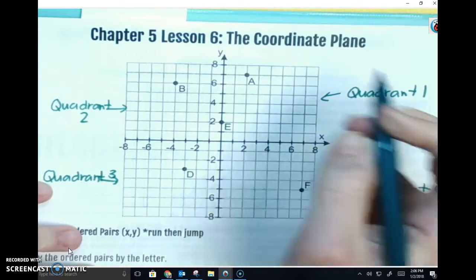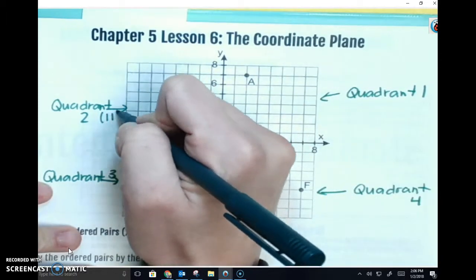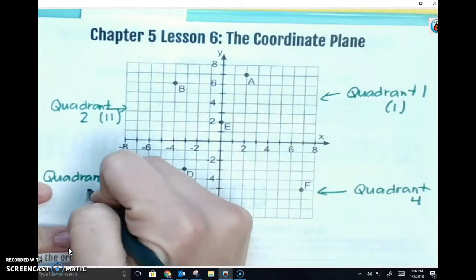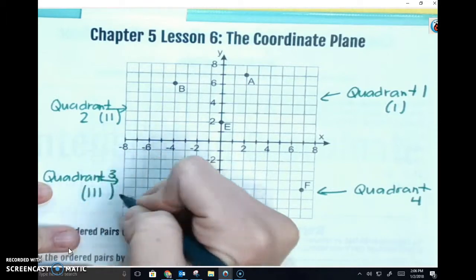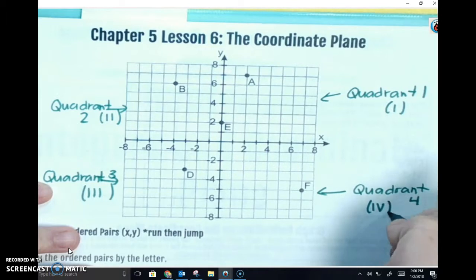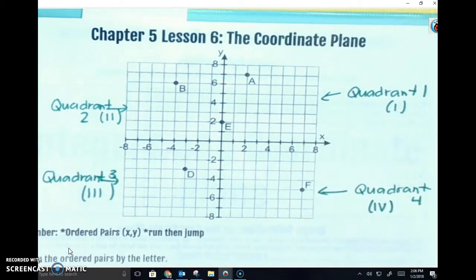However, you'll most likely see them with Roman numeral numbers. So I'll write that in parentheses for you. And 1 is just 1. Quadrant 3, we have 1, 2, 3. And then quadrant 4 will have a 1 with a V after it. So the ones in parentheses, those are the Roman numerals for it, and that's probably what you'll pretty much see when you are looking at the quadrants.